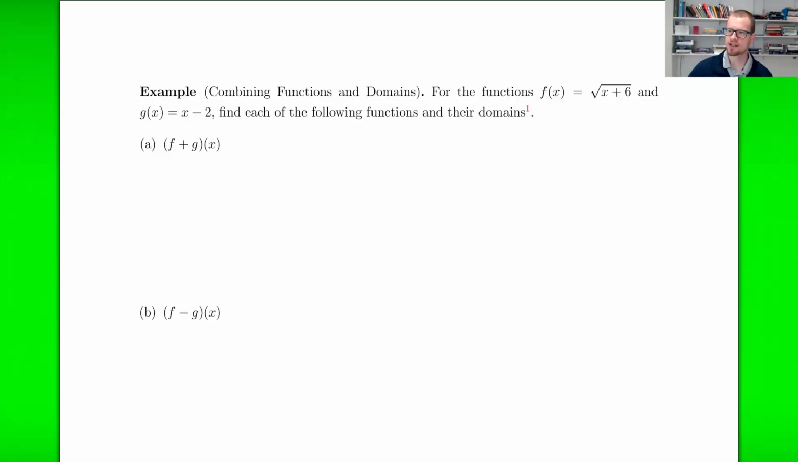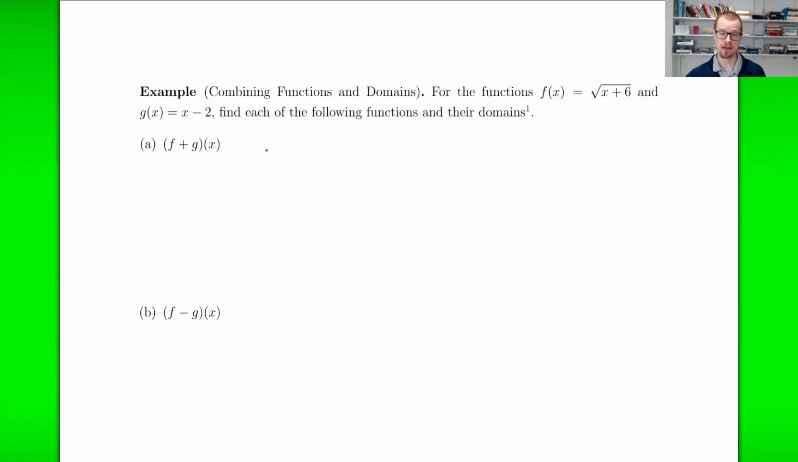Welcome. We want to take a look at an example of combining functions and finding the domain when we combine those functions. So we're talking about the algebra of functions: adding, subtracting, multiplying, and dividing. We'll look at 4 examples here. We're using the function f of x is the square root of x plus 6, and g of x is x minus 2. So we'll find each of the following combinations of functions and the domain of each.